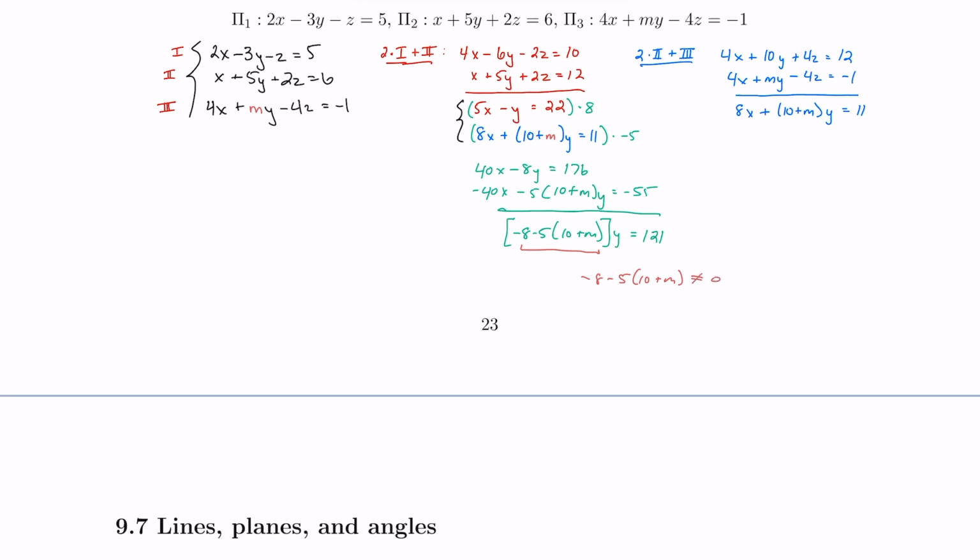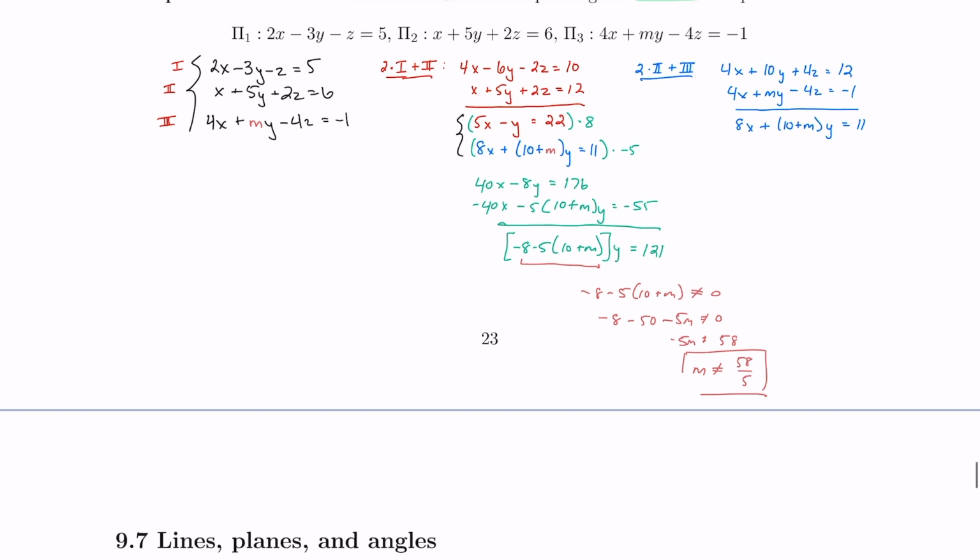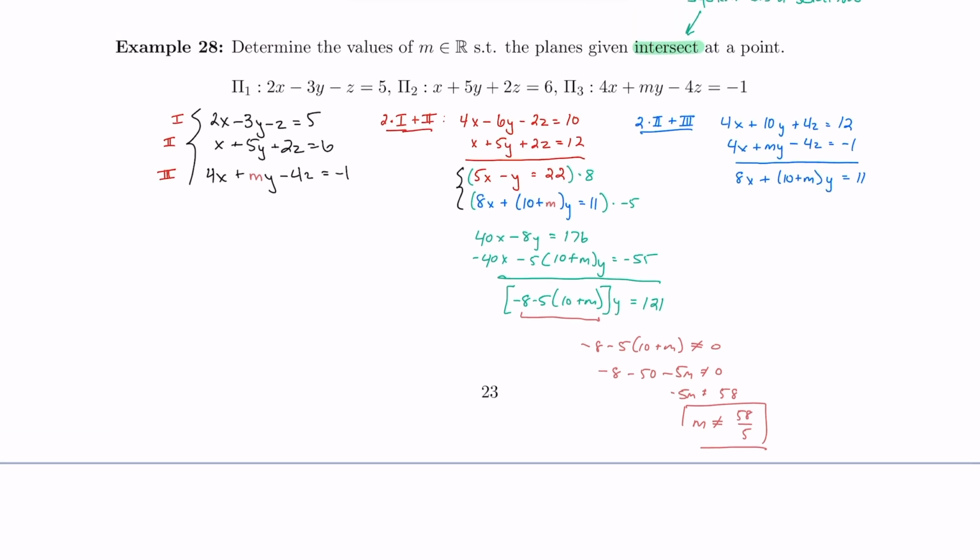So let's see, doing some work here. If you prefer, we can distribute the -5 instead of fighting with the fractions. It's going to be 58, which I guess I'll just move over there now. So m cannot be 58 over 5, but can take on any other value to make sure that these planes intersect. So again, this is a problem that we saw earlier in Chapter 3. If you go find my videos from year 1, you will probably find a problem just like this, just maybe not worded the same way.